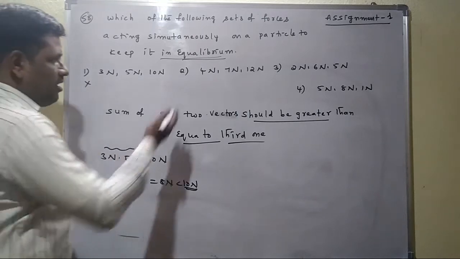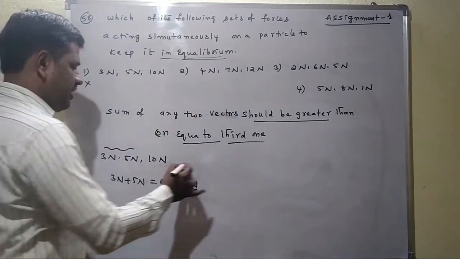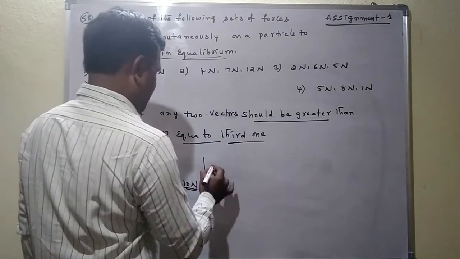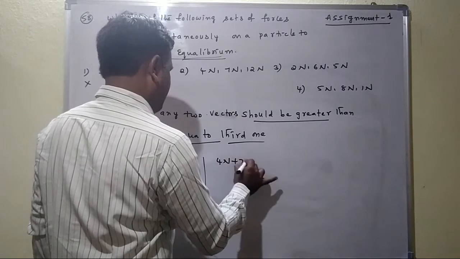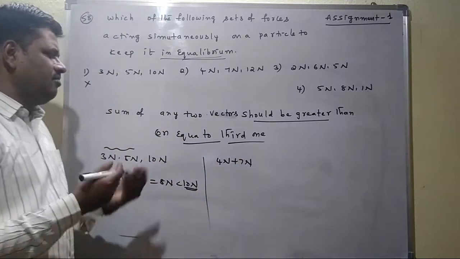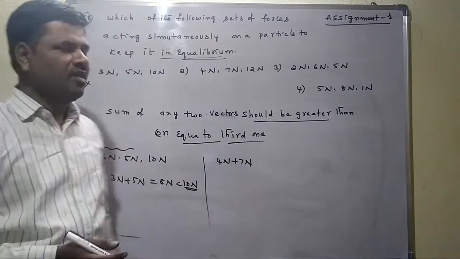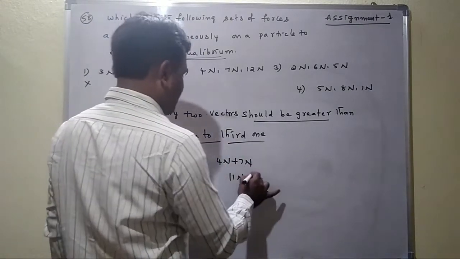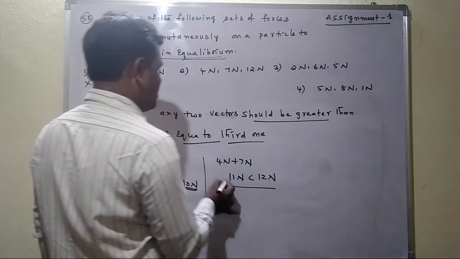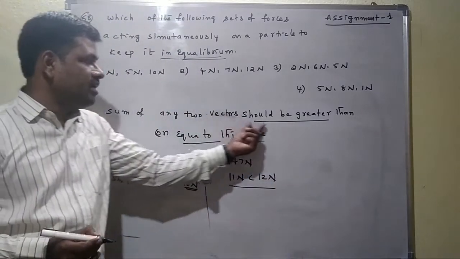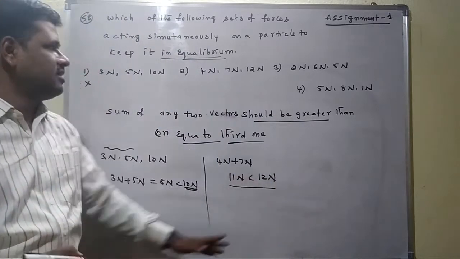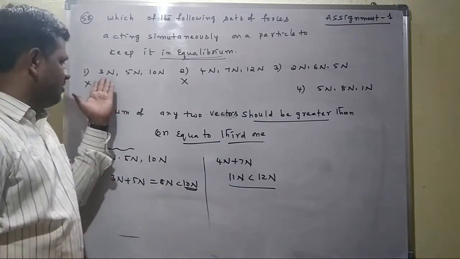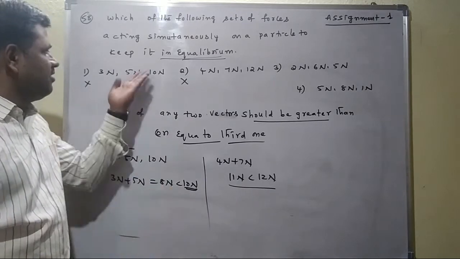Next, come to the second one. 4 Newton plus 7 Newton is equal to 11 Newton. 11 Newton is less than 12 Newton. The condition is that the sum of any two vectors should be greater than the third, but here it is less. So this is also not keeping equilibrium.